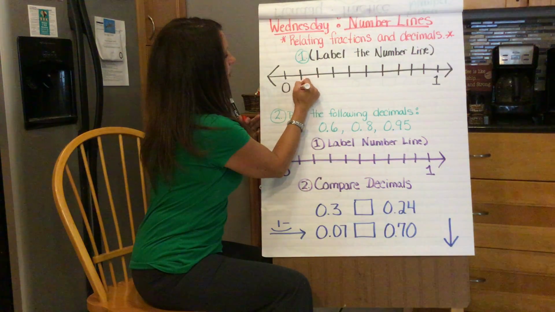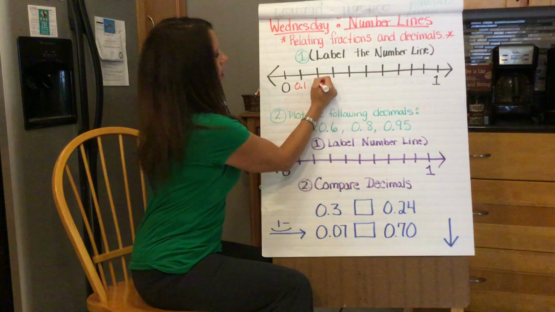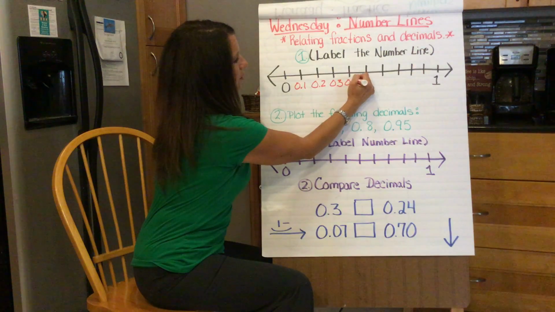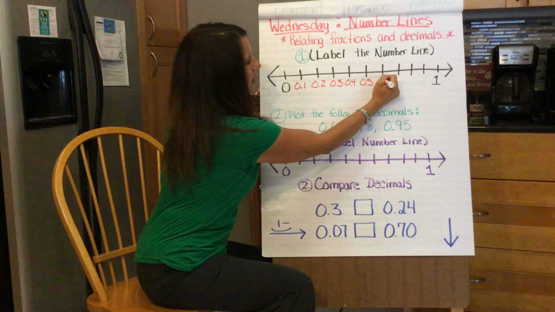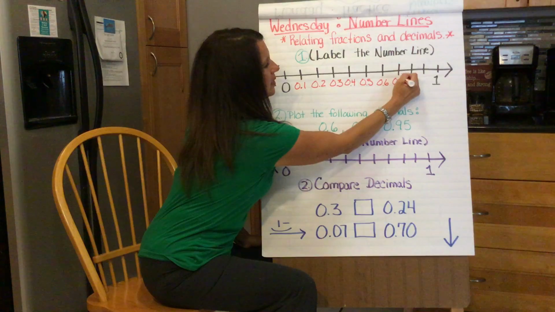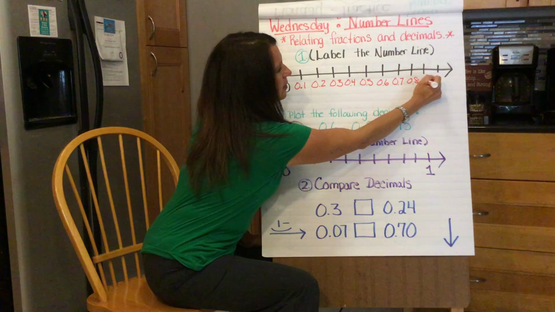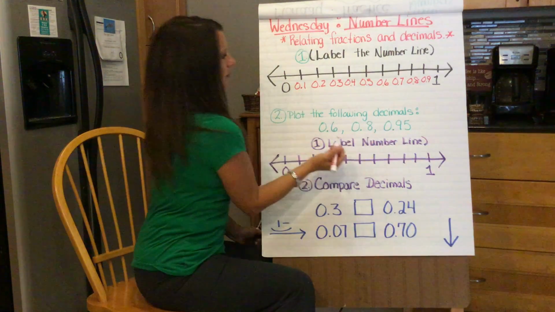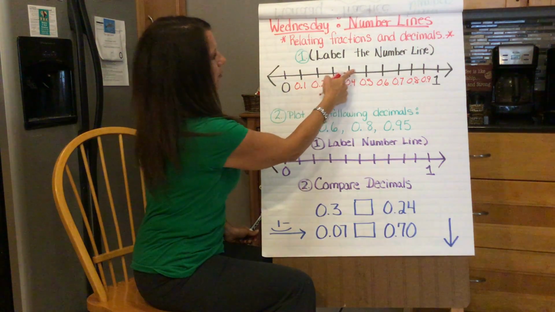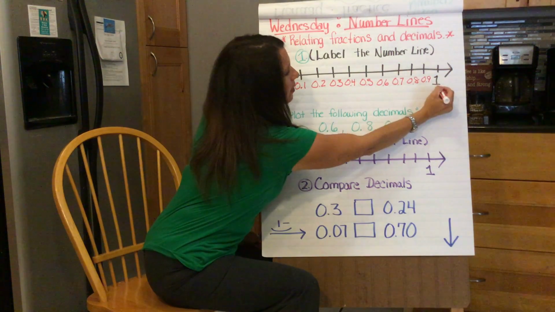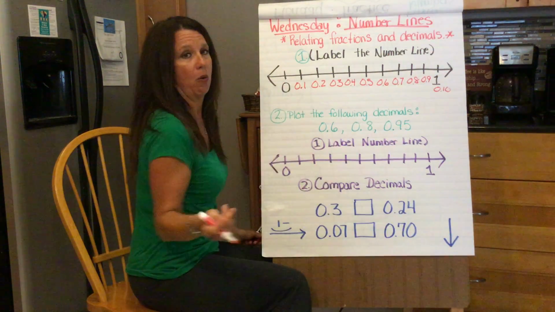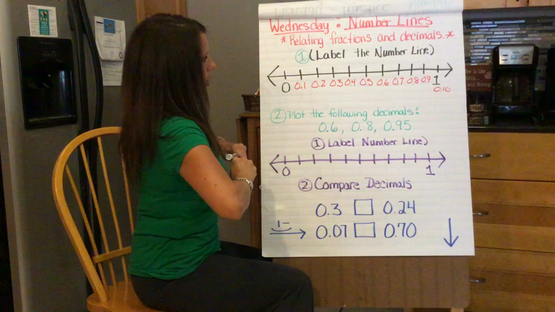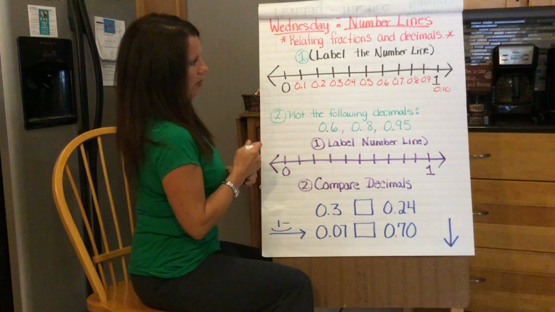All right, so this would be 0.1, 0.2, 0.3, 0.4, 0.5, 0.6, 0.7, 0.8, 0.9, and then you have the 0.10. Okay? So 1, 2, 3, 4, 5, 6, 7, 8, 9, 0.10 would be your whole. If you have 10 over 10, you have a whole. Remember that? All right. So now I've labeled it.